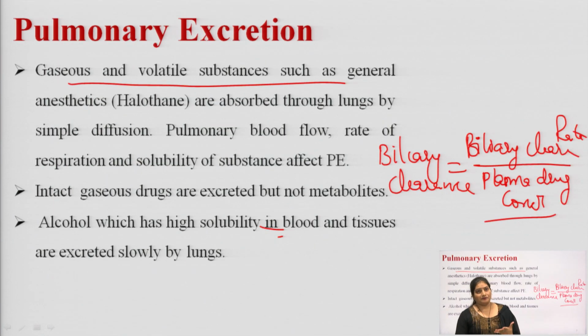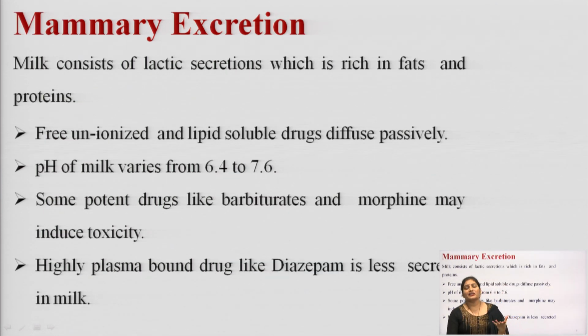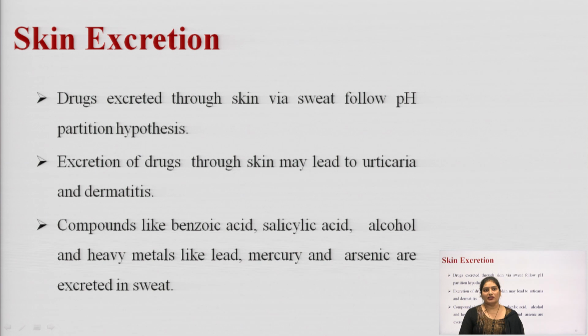Another type of excretion is the pulmonary excretion that takes place with the help of lungs, and gaseous substances, volatile substances or alcoholic substances can get easily excreted out with the help of lungs. Next is the salivary excretion, where there is involvement of saliva. Mammary excretion involves the milk or mammary glands, and the free unionized and lipid soluble drug can be excreted by passive diffusion.